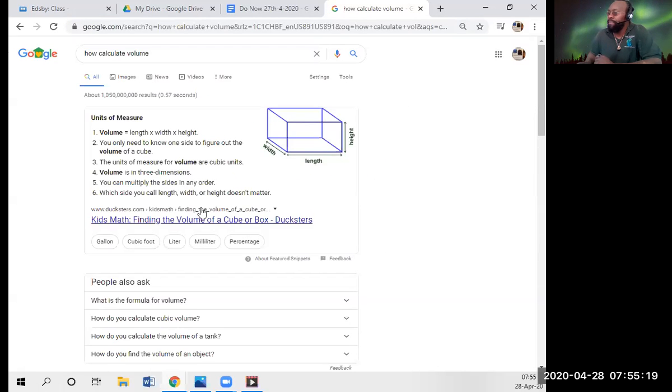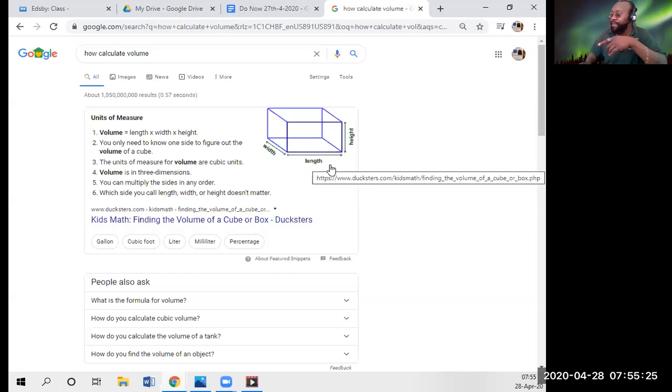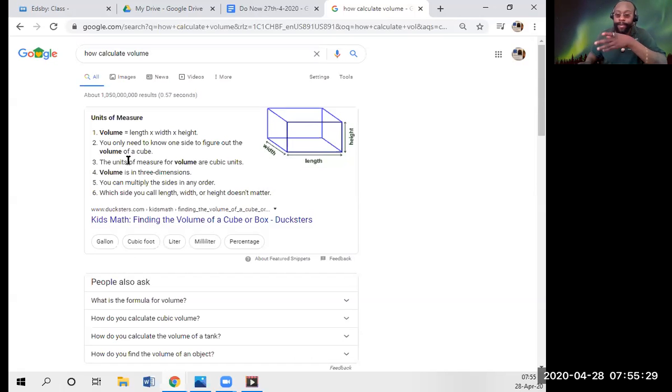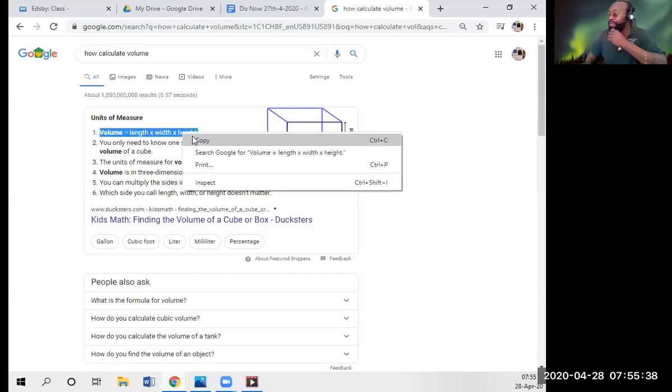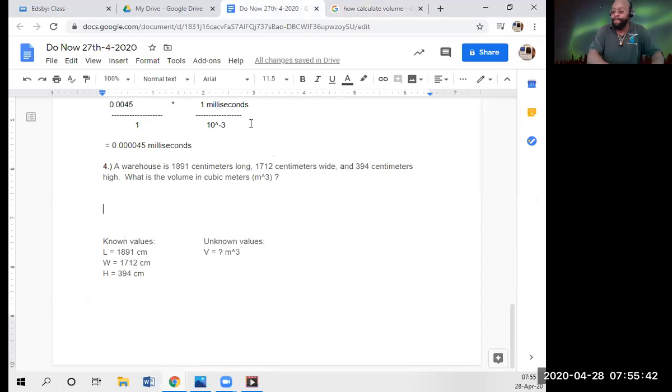If we look here, this is probably a good site, but I like the setup. You have width, you have length, and you have height. All these combined make up volume. They're multiplied together, and that's how you get your meters cubed. So I'm going to copy this and paste it right there so you can remember that.